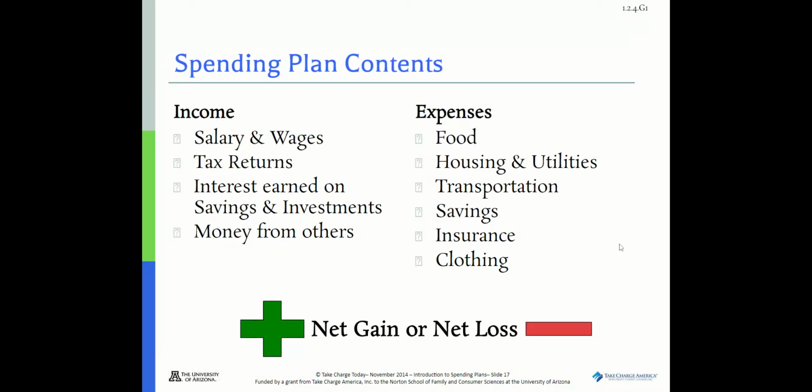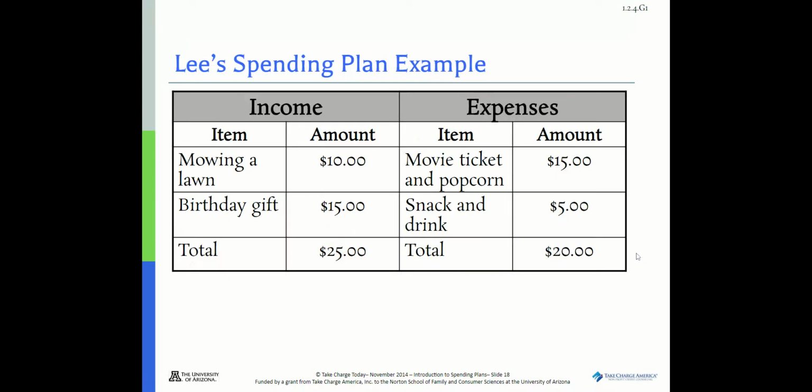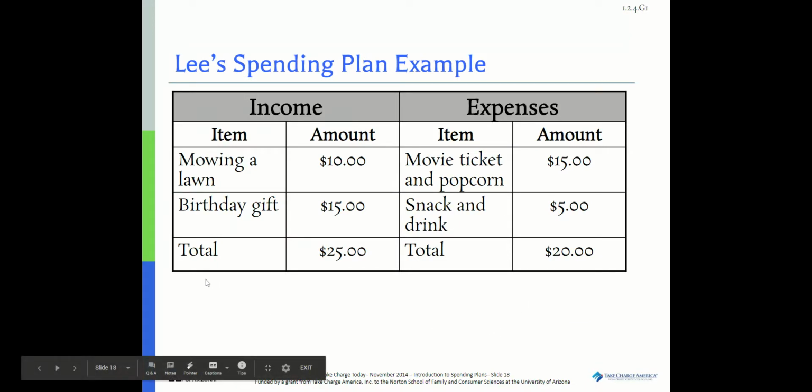Spending plan. Income: salary and wages, tax returns, interest earned on savings and investments, money from others. Expenses: food, housing, utilities, transportation, savings, insurance, clothing. Spending plan example: mowing the lawn, $10. Birthday gift, 15. Total, 25. Expenses: movie and popcorn, 15. Snack and drink, 5. Total, $20.